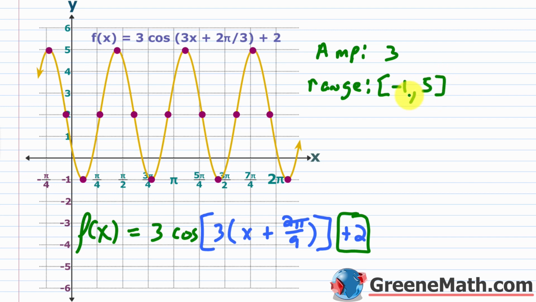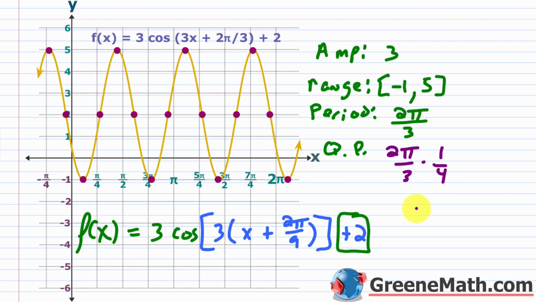Now, additionally, when I think about the period, it's going to be 2 pi divided by b. Now, b here is 3, so just 2 pi over 3. If you want the quarter periods, again, this is for us to get those x values, well, it's just 2 pi over 3 multiplied by a fourth. So basically, this cancels with this and gives you a 2. So this is pi over 6. Okay, so we're going to have pi over 6 for the quarter periods.